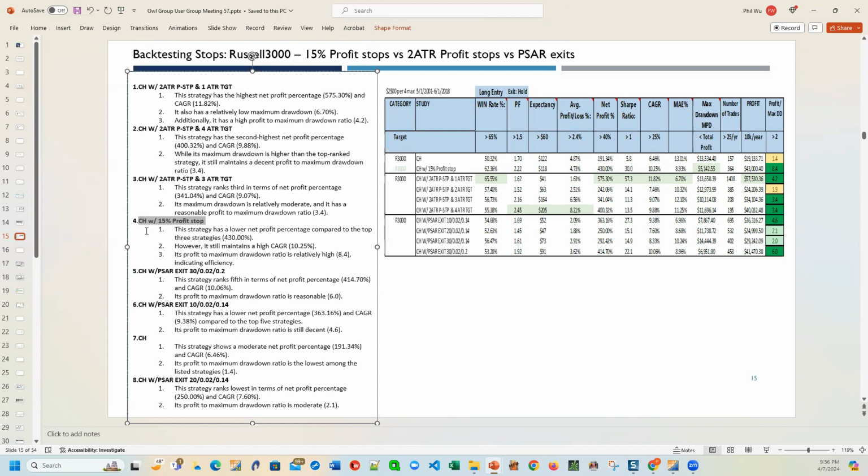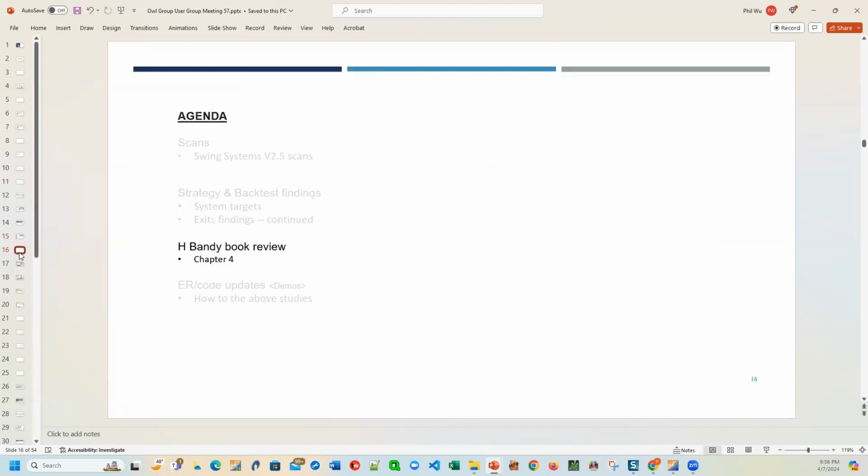But that one you could just set it and forget it. Okay. So having a target stop, I think, helped overall, in addition to the protective stop, to have a target stop.